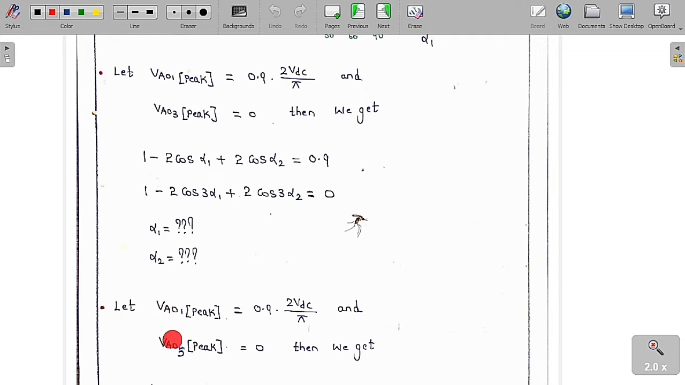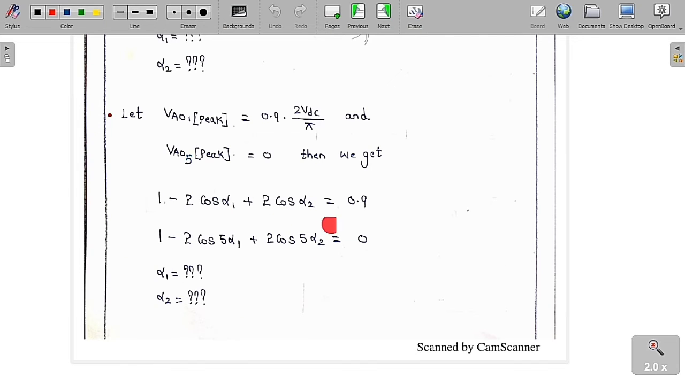Let me take another case. I want a fundamental peak value of voltage of 0.92 VDC by pi, and I want the fifth harmonic peak value to be 0. Then, again, by using the Fourier series coefficients, you are going to get two equations. So these are the two equations: the fifth harmonic is to be 0, and the peak value of the fundamental component of V0 is 0.92 VDC by pi. By solving these two equations, I can get the values of alpha 1 and alpha 2.